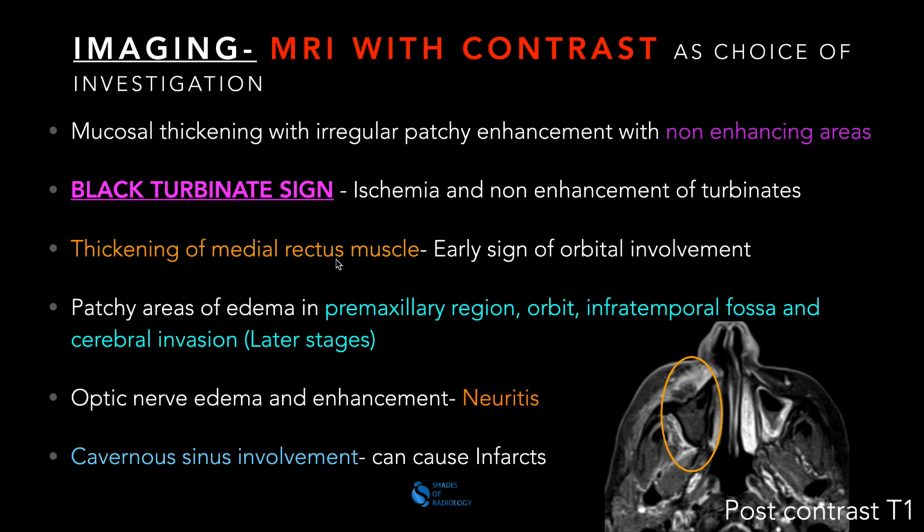And always look for the optic nerve, look for optic nerve edema, look for enlargement as well as enhancement on post-contrast images, which can indicate that there is optic neuritis. And always look for the cavernous sinuses, where the spread actually goes from the orbit to the cavernous sinuses, leading to thrombosis, which again leads to ICA involvement and leads to infarcts in the brain.